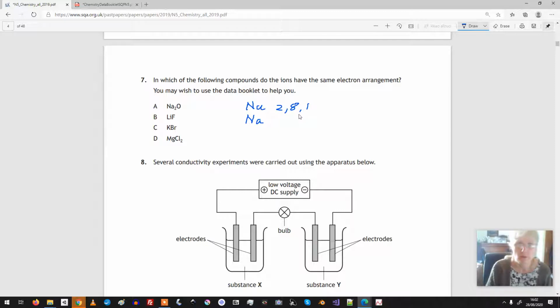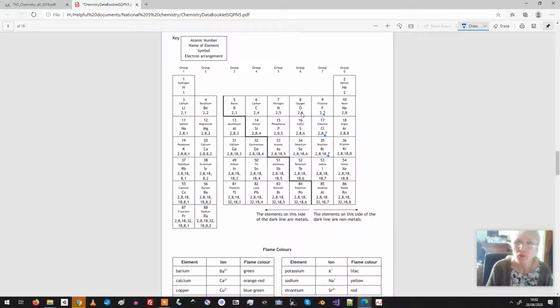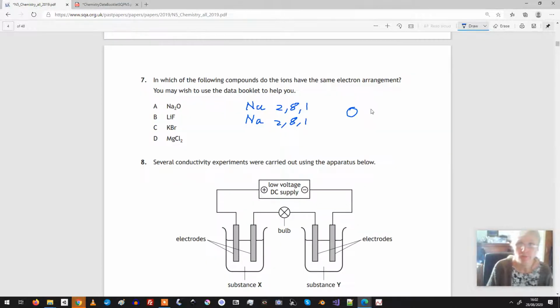2,8,1, 2,8,1, except that they've lost that outer one because they've given that to the oxygen. Maybe I'll just put it back in again and I'll show you what I mean. So over here we've got the oxygen, which is 2,6.